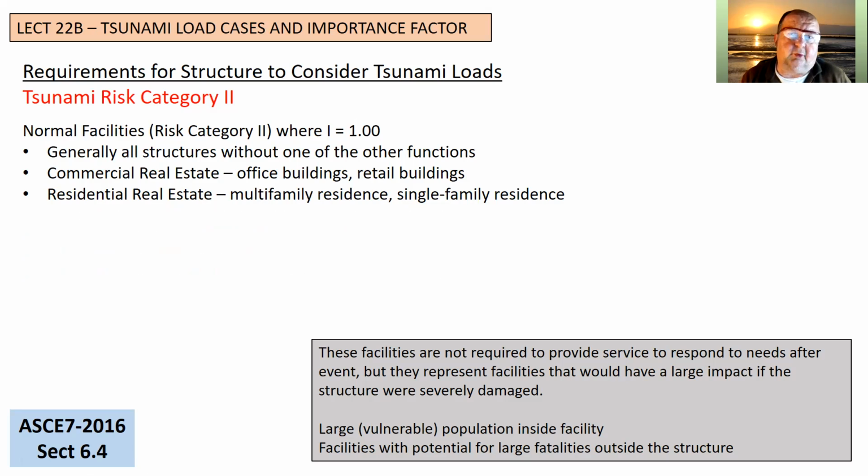Now we get to tsunami risk category 2. These are basically just your traditional structures. Not that they aren't important, but they are the normal that the building code is addressing. They have an importance factor of 1. In other words, the formulas that the building code uses don't need to be increased or amplified because of some critical feature of the building. Commercial real estate, residential real estate, almost all buildings fall into this risk category 2, unless they have one of those unique features we've talked about.